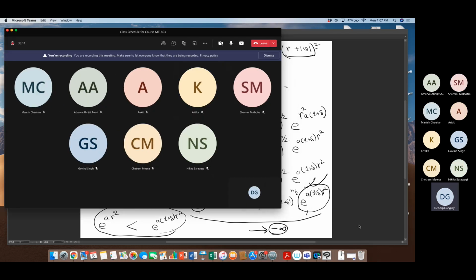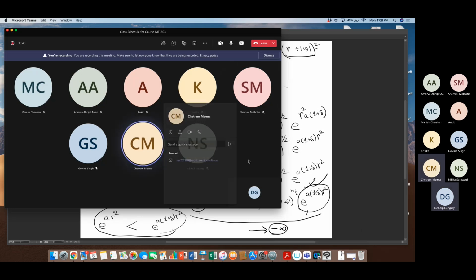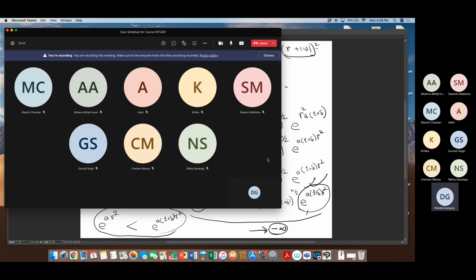What happened? Manish, Atharva, Ankit, Kritika, Shammi, Govind, Chitram, and Nikita. What happened? Is that clear? Yes, sir. Manish? Yes, sir. Ankit? Govind? Yes, sir. Kritika? Yes, sir. Shammi? Yes, sir. Clear? Absolutely clear? Chitram? Yes, sir. Nikita? Is that clear?